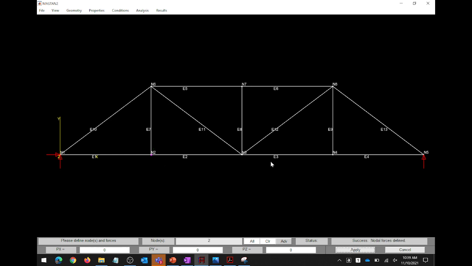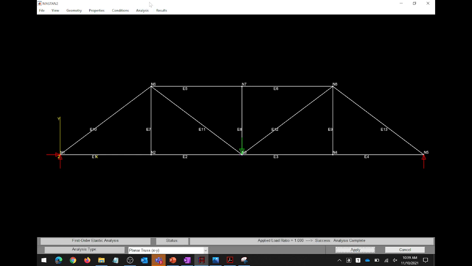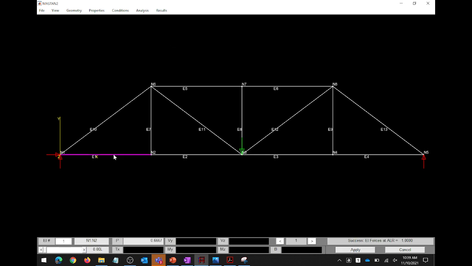So define that as 0, define that, hold on, clear, define that, -1, hit apply, and then analyze the structure. Results, element forces. So let's look at this one. So now this one is 2/3.